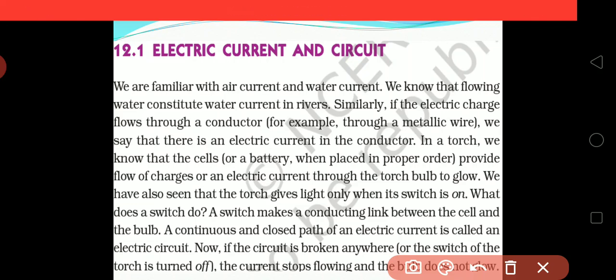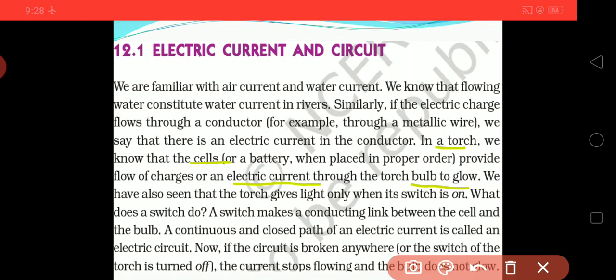In a torch, we know that there is a cell. A cell or a battery, when placed in proper order, provides a flow of charge, or an electric current, through the torch bulb to glow. That flow of charge, or electric current, flows through the torch, due to which the bulb glows.